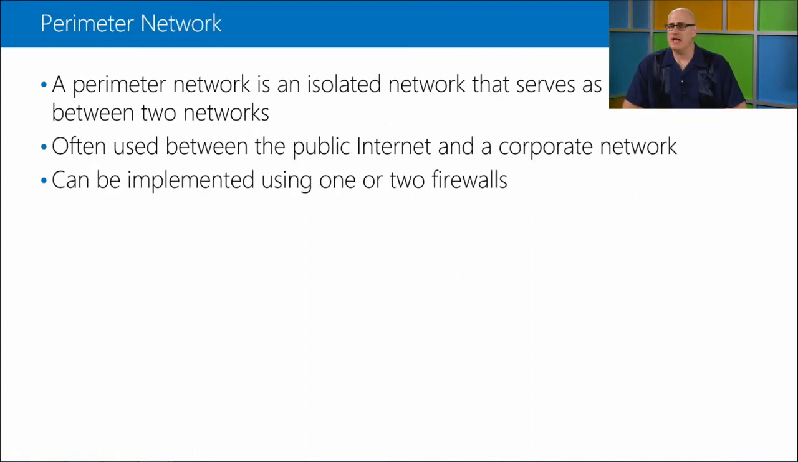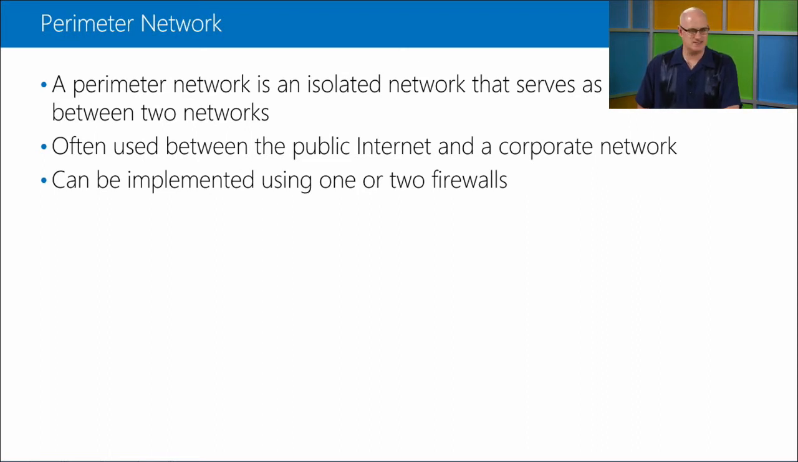A perimeter network, you may in the field also refer to this as a DMZ. A perimeter network is an isolated network that serves as basically a buffer between two networks, often used between the public network and a corporate environment. It can be implemented using one or two firewalls.